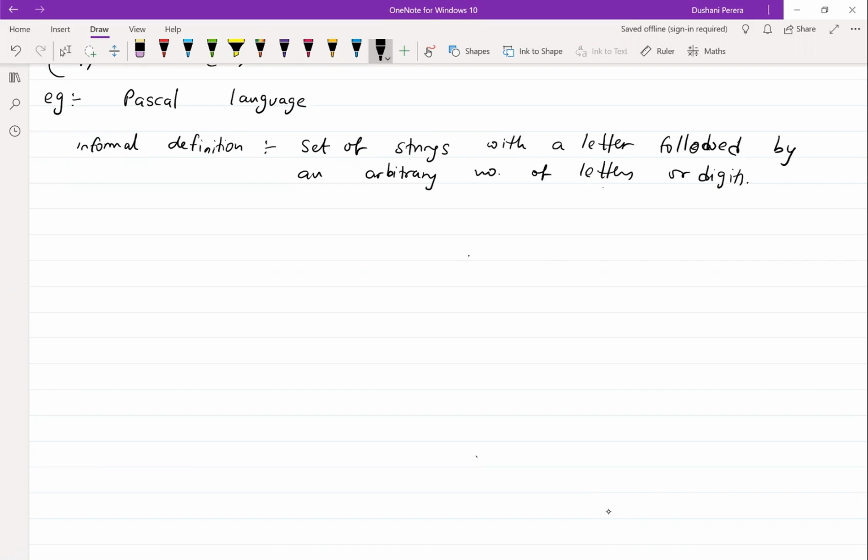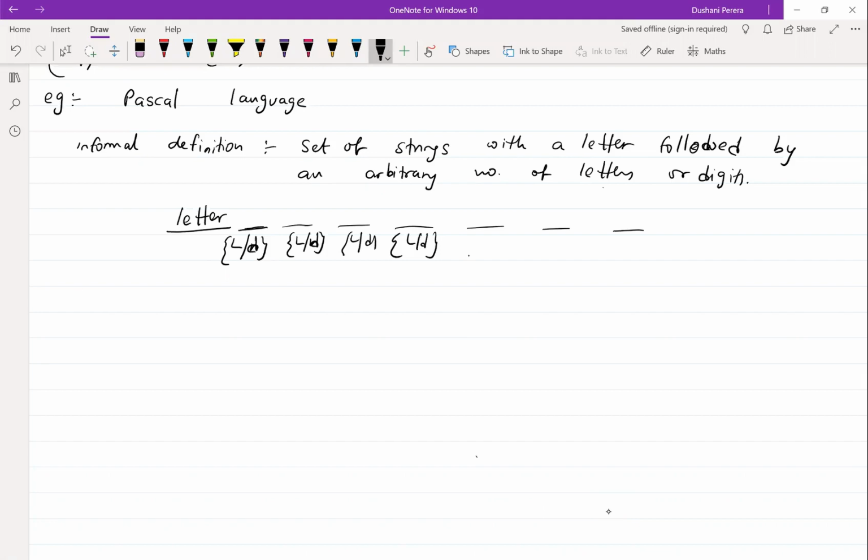Which is to say that this includes strings where you first have a letter. This is followed by any arbitrary number of letters or digits. The blanks that come after, you can fill with either a letter or a digit. Letter or a digit, okay? So this is how we give the informal definition for the strings of this language.